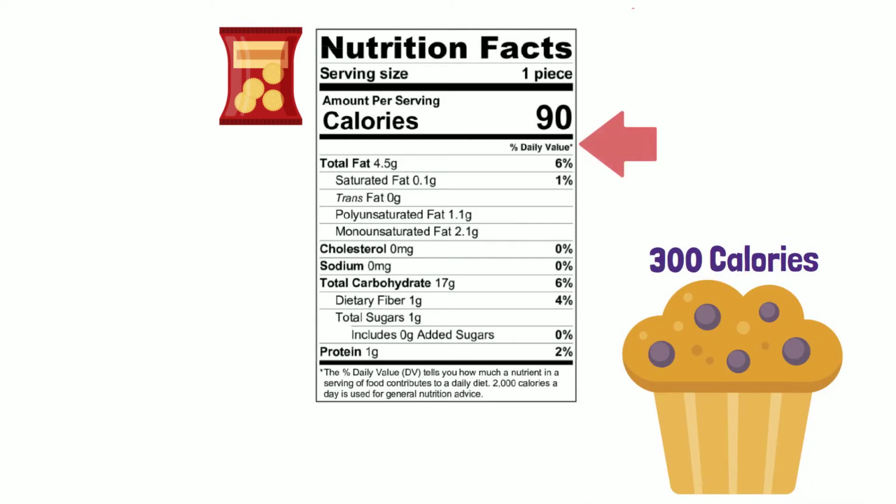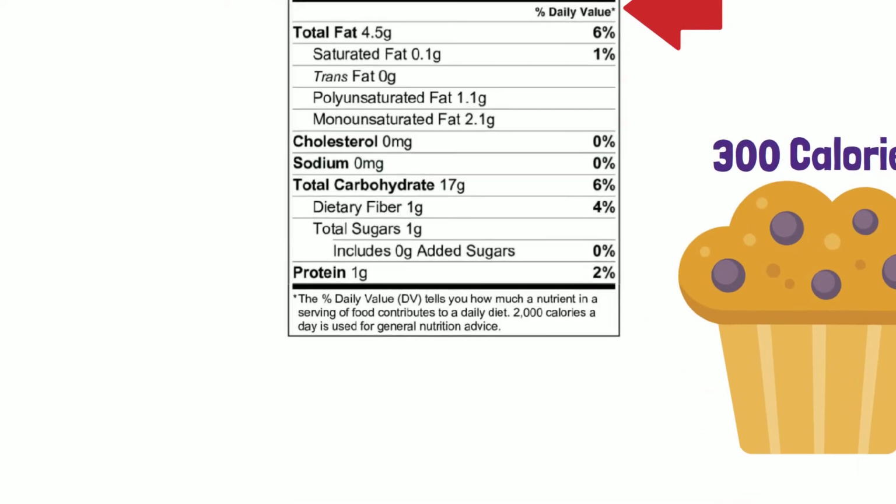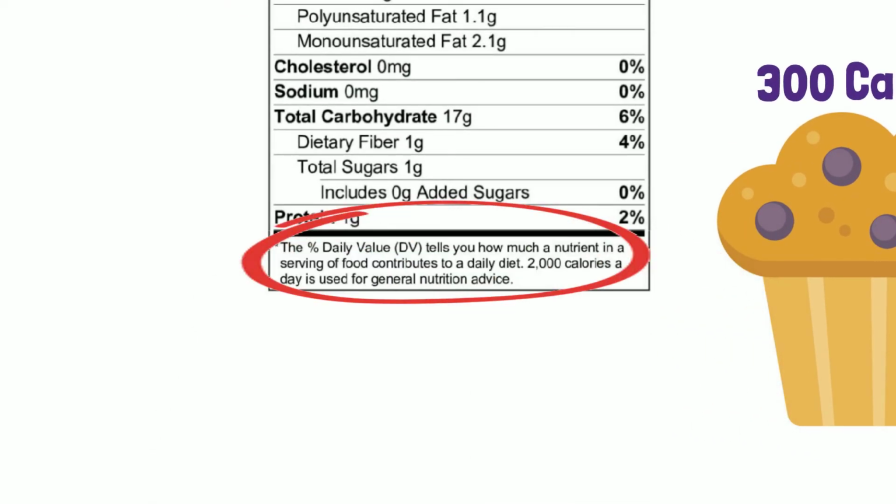Next, you'll see we have the percentage daily value, with percentages underneath parallel to total fat, saturated fat, cholesterol, etc. Well, this, as you can see from the disclaimer at the bottom of the nutritional label, states how much a nutrient in a serving of food contributes to a daily diet of 2000 calories. If you consume more or less than 2000 calories per day, these percentages won't exactly be accurate for you.